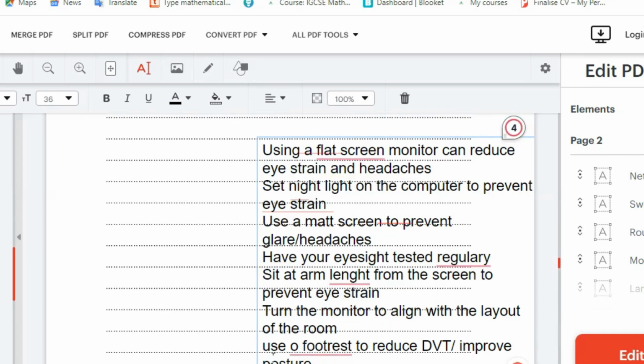Sit with correct posture to help reduce back and neck pain.